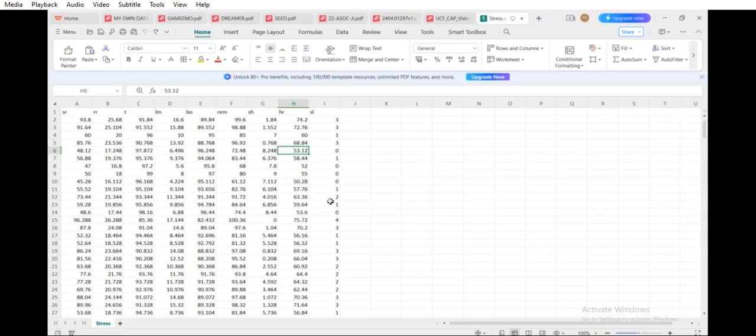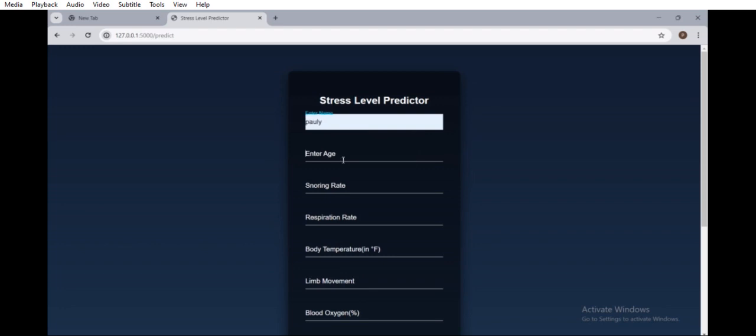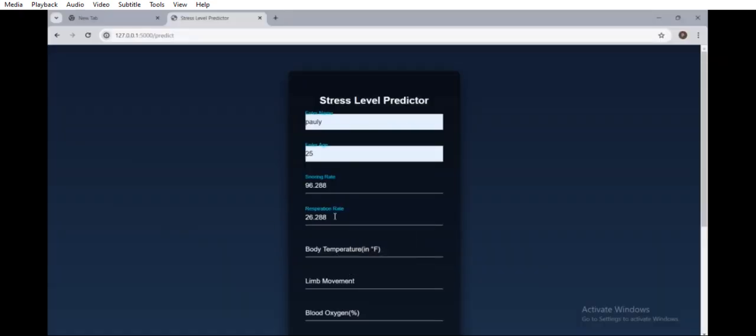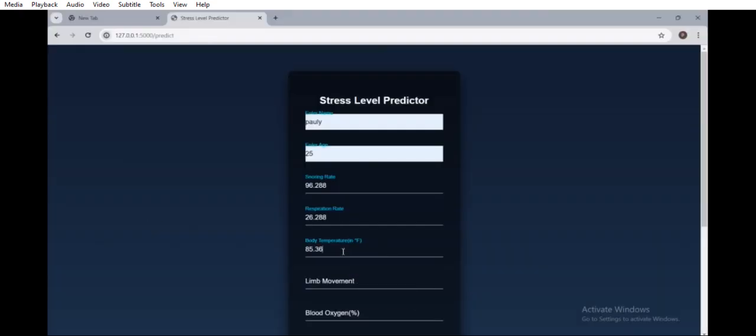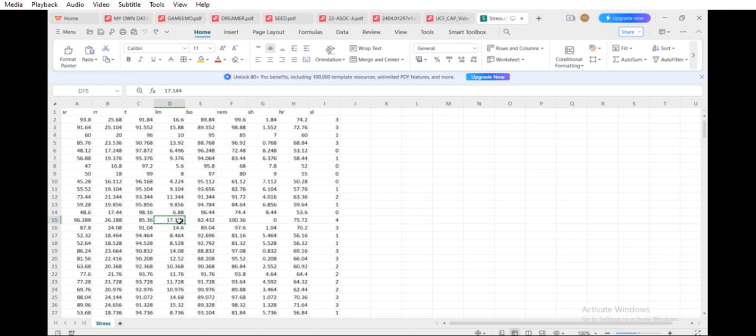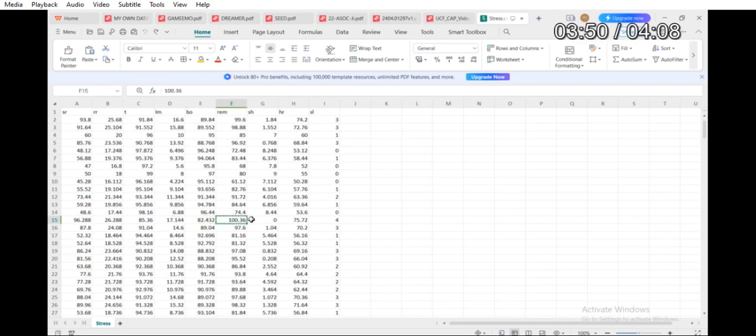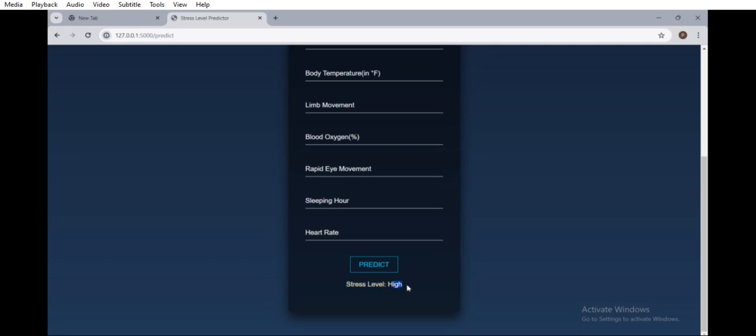Now I enter the 4th class example. 4th class means high. So usually first we enter the name and age. After that I enter the snoring rates, body temperatures and blood oxygen level, like those details are entered. Now it shows the high. Thank you for watching.